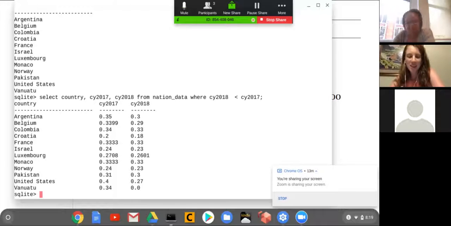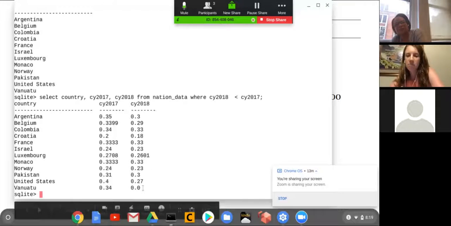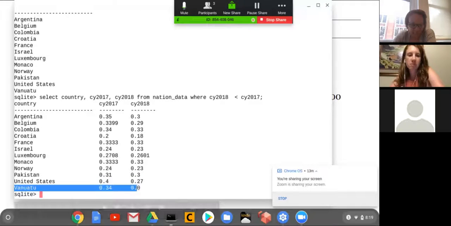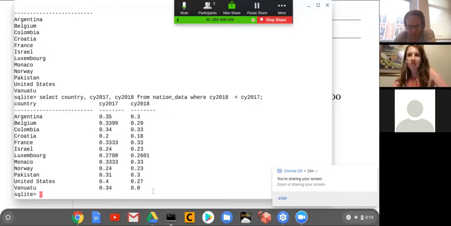Good. So in terms of tax drops, Vanuatu, I think, is the most interesting country that went from 34% tax to 0% tax in 1 year. Turns out that was like a failed experiment to try corporate tax that went very badly. United States one, I think you heard about that in the news, and so on.